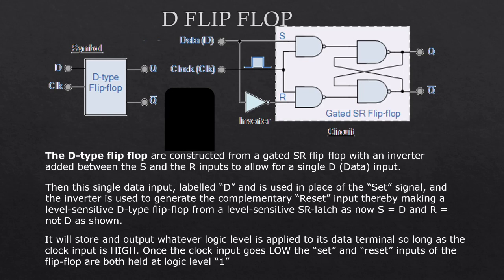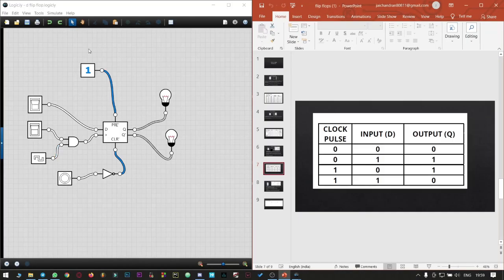Now let us take a look at the simulation for the D flip-flop. Here we have the simulation for the D flip-flop, which includes 2 switches, a clock pulse, a NOT gate, and also an AND gate, and we have 2 bulbs indicating the state of the outputs. So that's the simulation for the D flip-flop. Now let's move on to the final flip-flop.